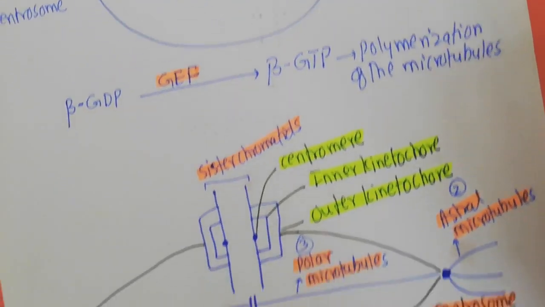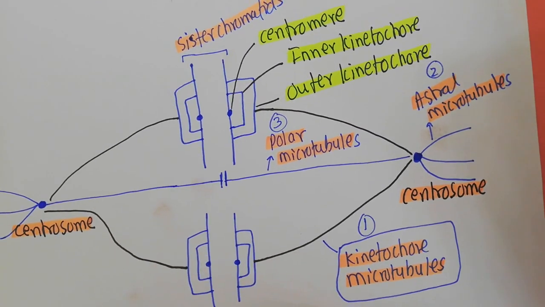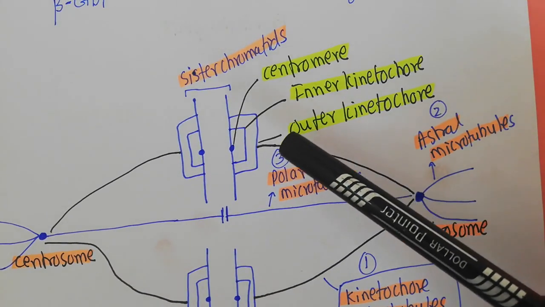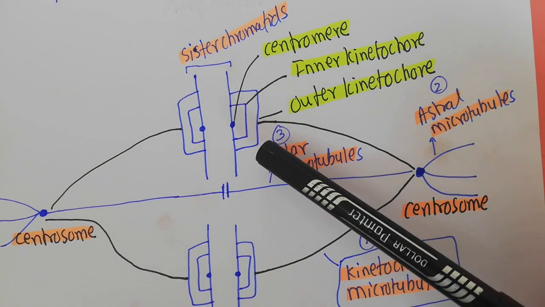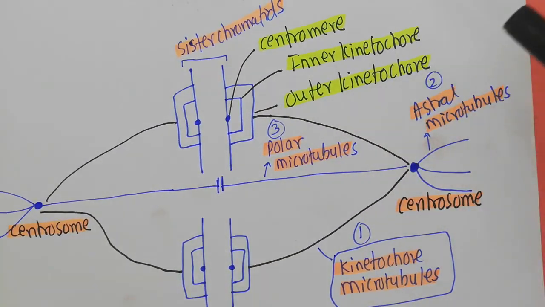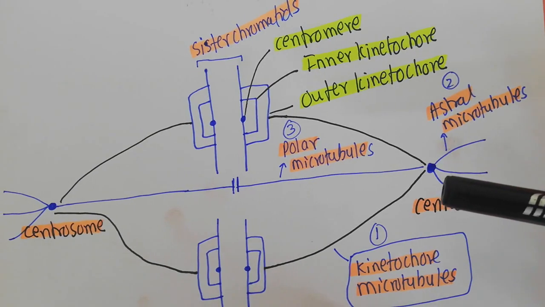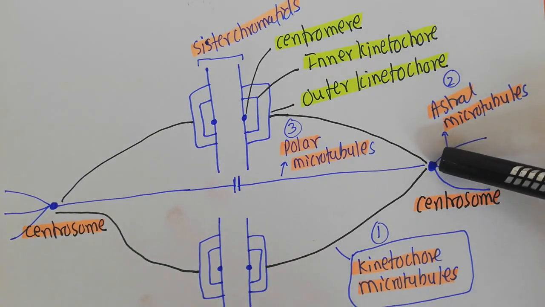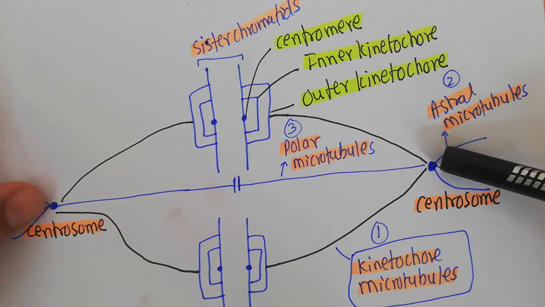Now if you look at the metaphase of the cell cycle, the nuclear envelope is gone now, so I'm not showing any nuclear envelope over here. In the metaphase of the cell cycle, you have two clear poles, like this is one pole of the cell and this is the other pole of the cell, and you have a centrosome over here and a centrosome over here.